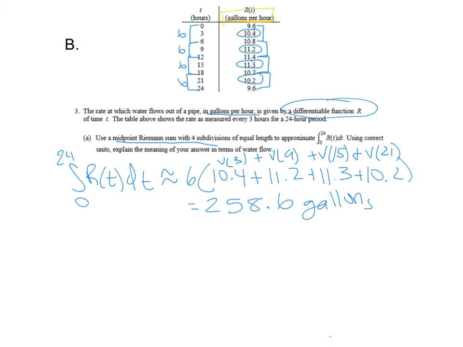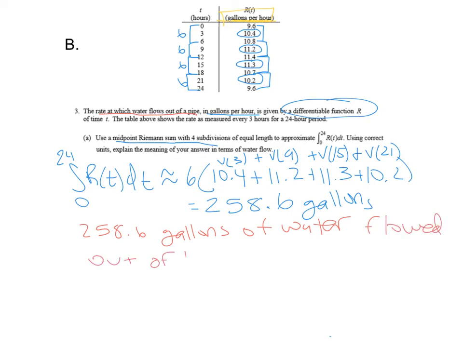Explain the meaning of your answer in terms of water flow. So the 258.6 gallons of water. And then let's read the problem again. The rate at which water flows out of the pipe. Flowed out of the pipe over 24 hours. Oops, not 25 hours, 24 hours.